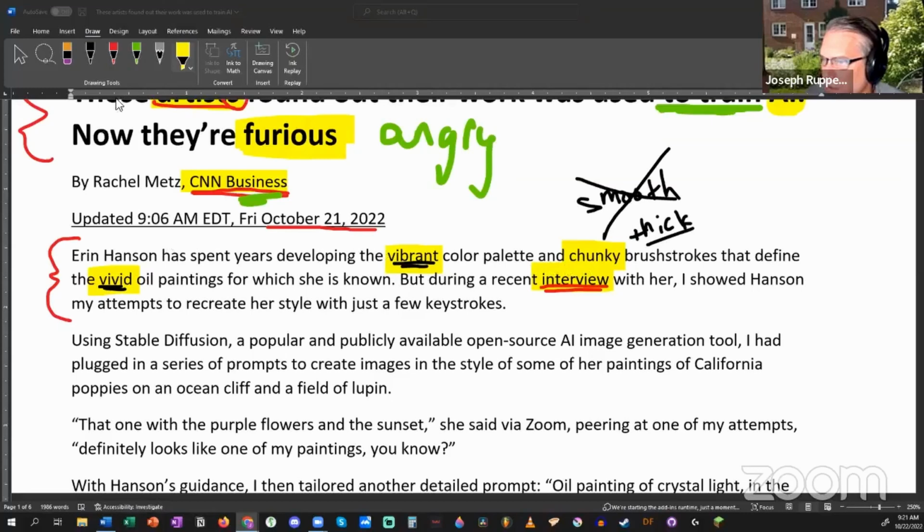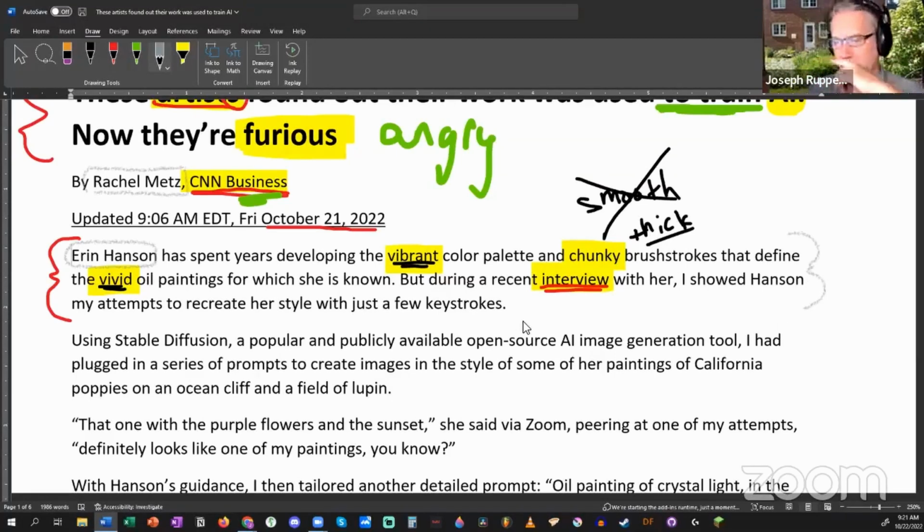Wonderful. So we have these, and we have these two characters here. We've got Aaron Hansen, who is an artist, and then we have Rachel Metz here, who is our author. And there's an interview, and they're discussing the issue with AI. Great.